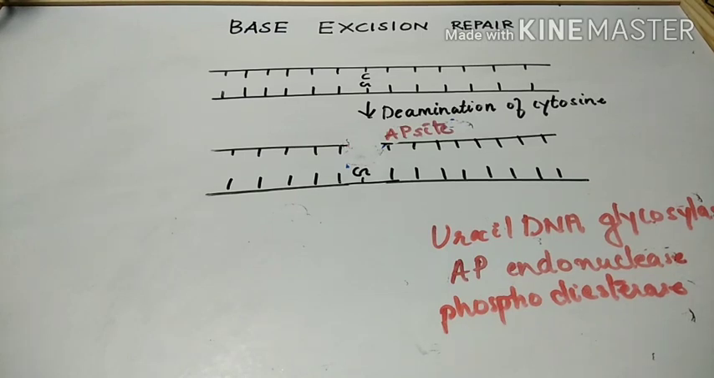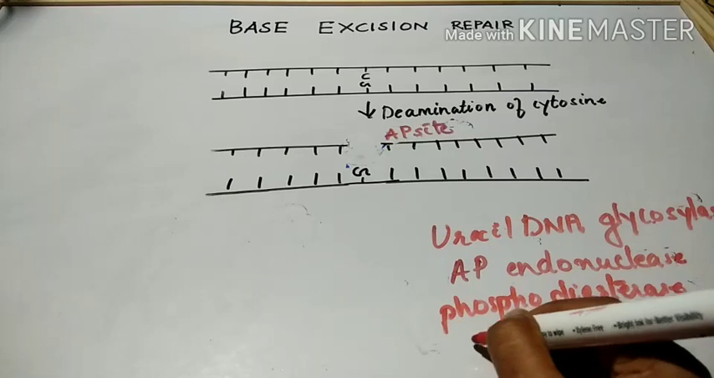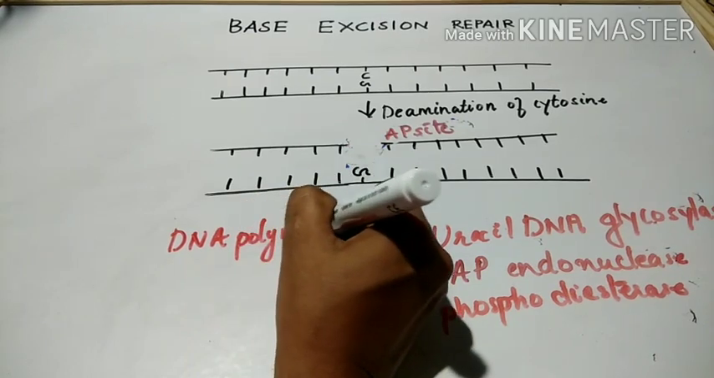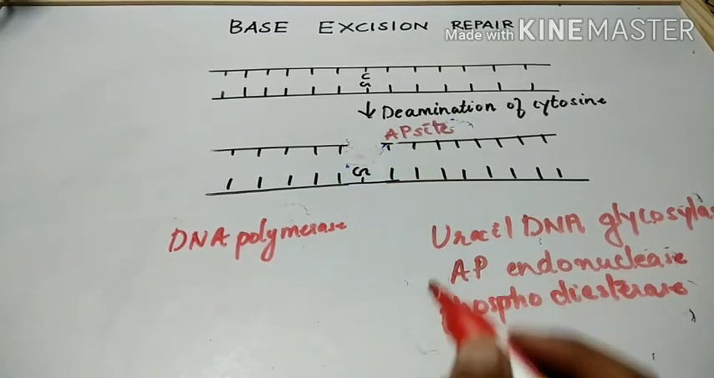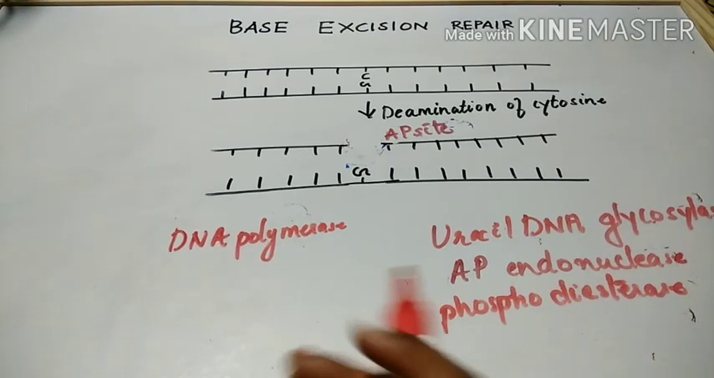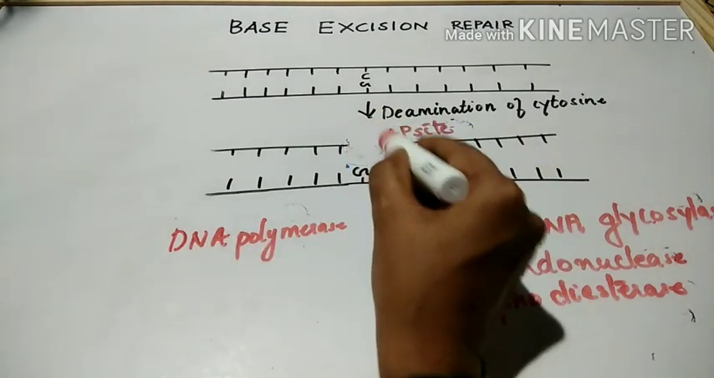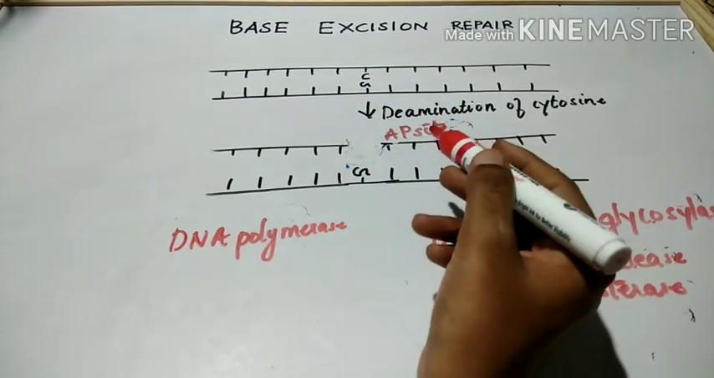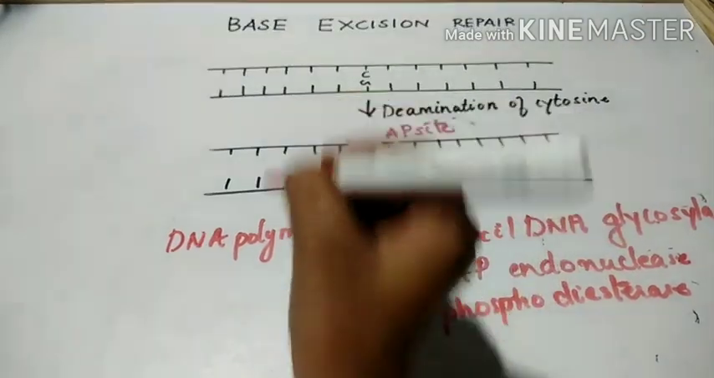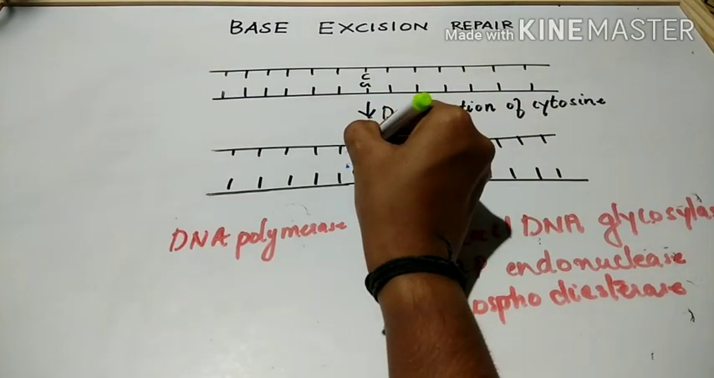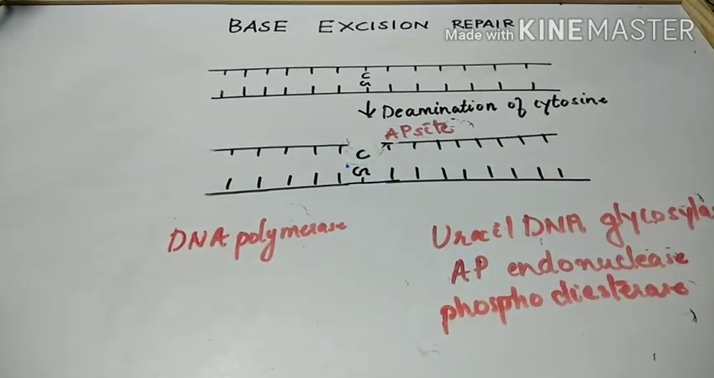Now the DNA should fill the gap. The gap is filled by the enzyme DNA polymerase. This is the same enzyme which is used for the DNA replication. During DNA replication, it is done by the enzyme DNA polymerase. It also fills the gap formed during the repair mechanisms. So, it introduces the correct base to the site. Here it is cytosine. So, cytosine is introduced to the site.